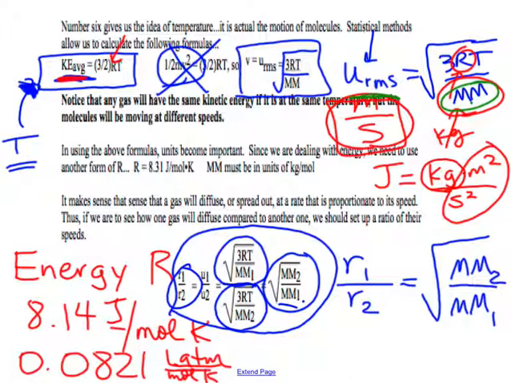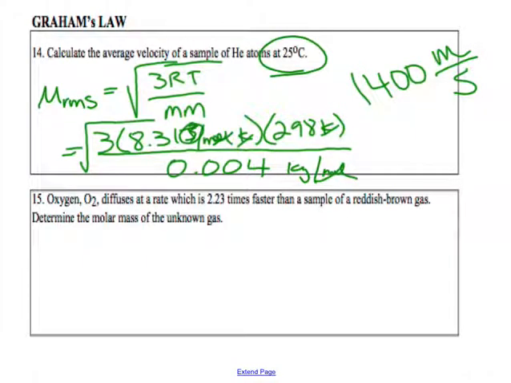Graham's Law compares two different gases. So if we were to use Graham's Law, I would show it to you. You would not have to memorize it. You can answer this question. Oxygen diffuses at a rate which is 2.23 times faster than a sample of a reddish-brown gas. There's only one thing I expect you to know at this point about that reddish-brown gas. What was the only thing I'd want you to know right now?